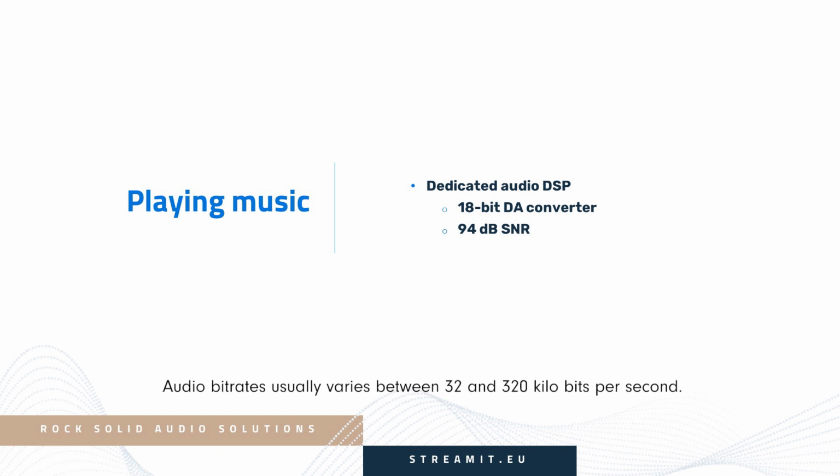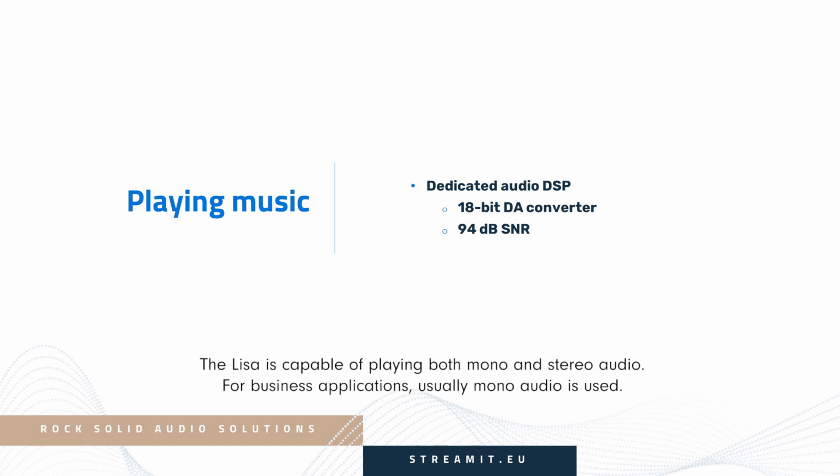Audio bitrate usually varies between 32 and 320 kilobits per second. What we see is that our customers also use this range for their audio files. The Lisa is capable of playing both mono and stereo audio. For business applications, usually mono audio is used.